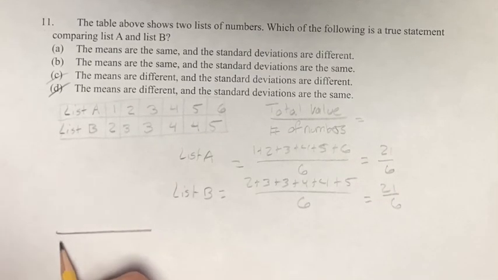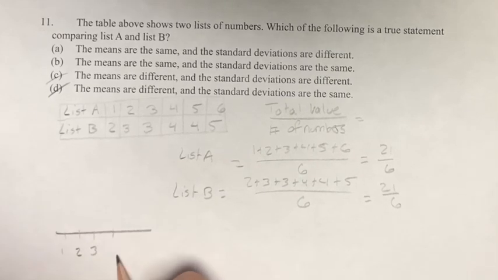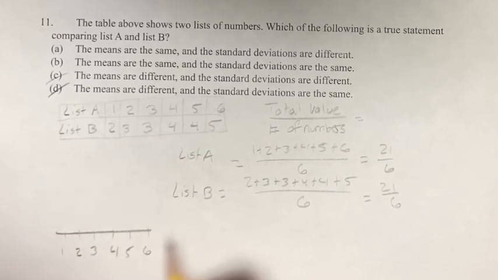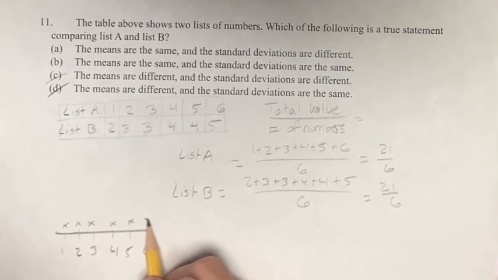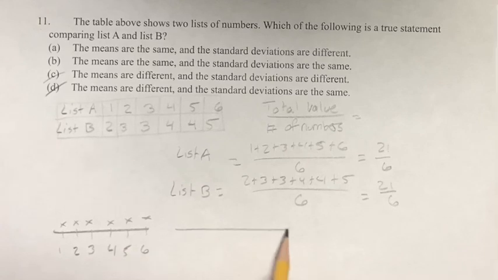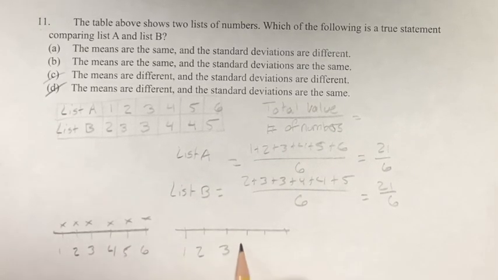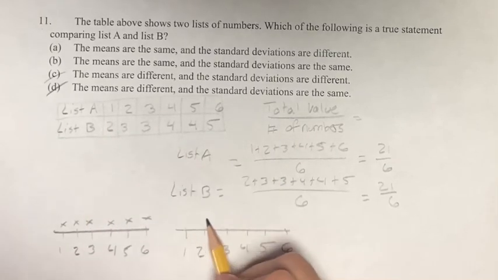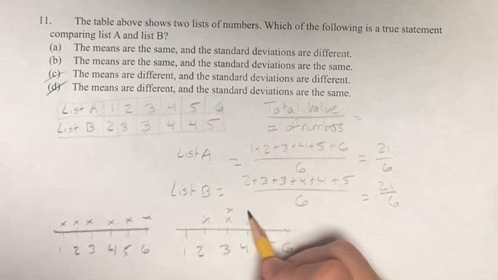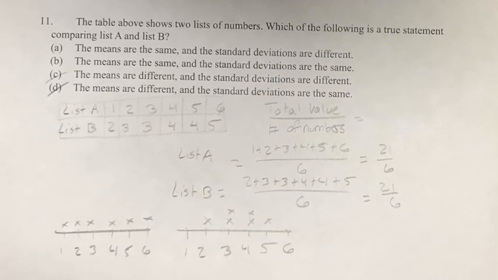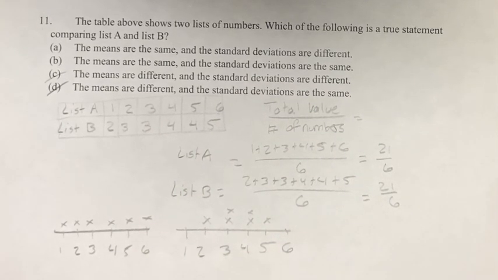If we have list A right here, with 1, 2, 3, 4, 5, and 6, you can see there's one of each of these in this set. And if we look at list B, we have a 2, two 3s, two 4s, and a 5. So we don't have to calculate the standard deviation. We just have to say, are they the same or are they different?